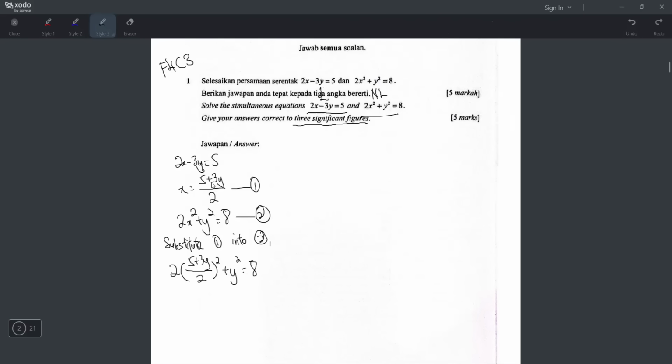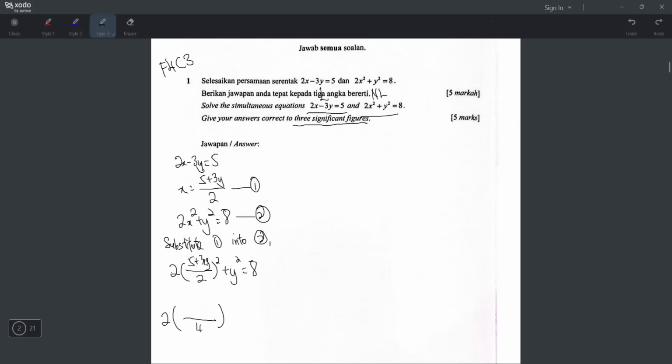I replace the x with 5 plus 3y over 2. Okay, the 2 and 2 cannot cut because the bracket got power. It means you have to do power first. So the 2 I have to leave it and I have to do power. When I power, bukan atas saja yang kena power, bawah pun kena power. So 2 power 2, that will be 4.